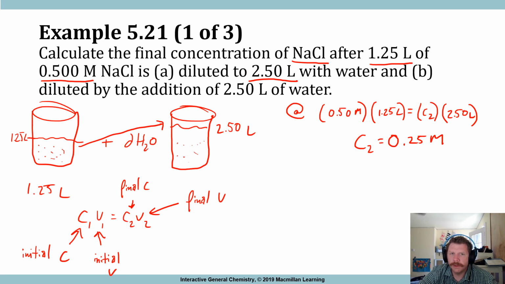But what happened to our volume? Our volume went from 1.25 liters and doubled, so the addition of 1.25 liters of water gives us a total volume of 2.50 liters.